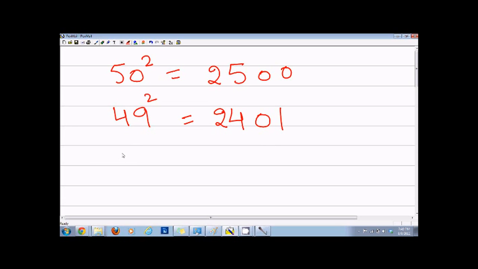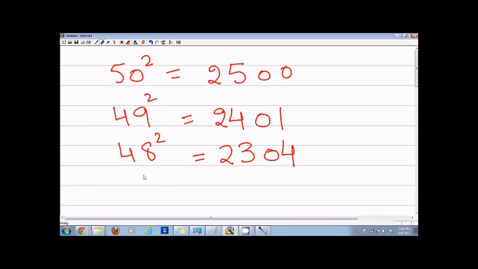So as you can see, again, if I have 48 squared, what I'll do is subtract 2 from 25, that is 23, and then take the square of 2, which is 4. So the answer is 2304. This is a quick method, so you can square any number which is close to 50.